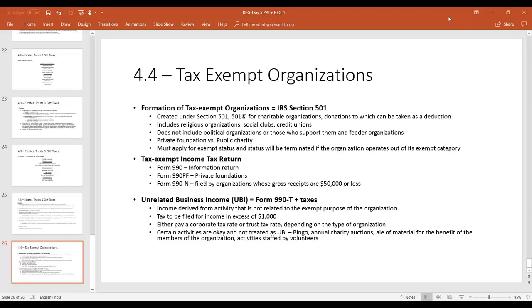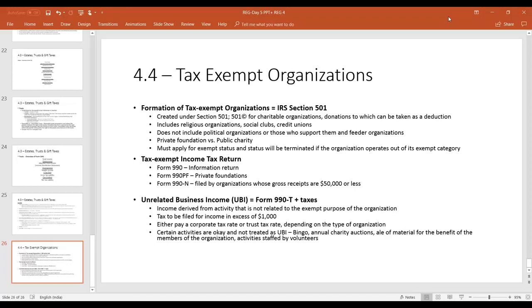Now, sometimes these exempt organizations will have unrelated business income, again, basically not related to the exempt nature, in which cases they may have to file a tax return and pay taxes. They will have to file this form 990T and pay taxes. Now, what kind of tax they will pay depends upon the type of entity. If it's a corporate entity, it will file at the corporate tax rate. If it is a trust, then it has a trust tax rate that it will file.